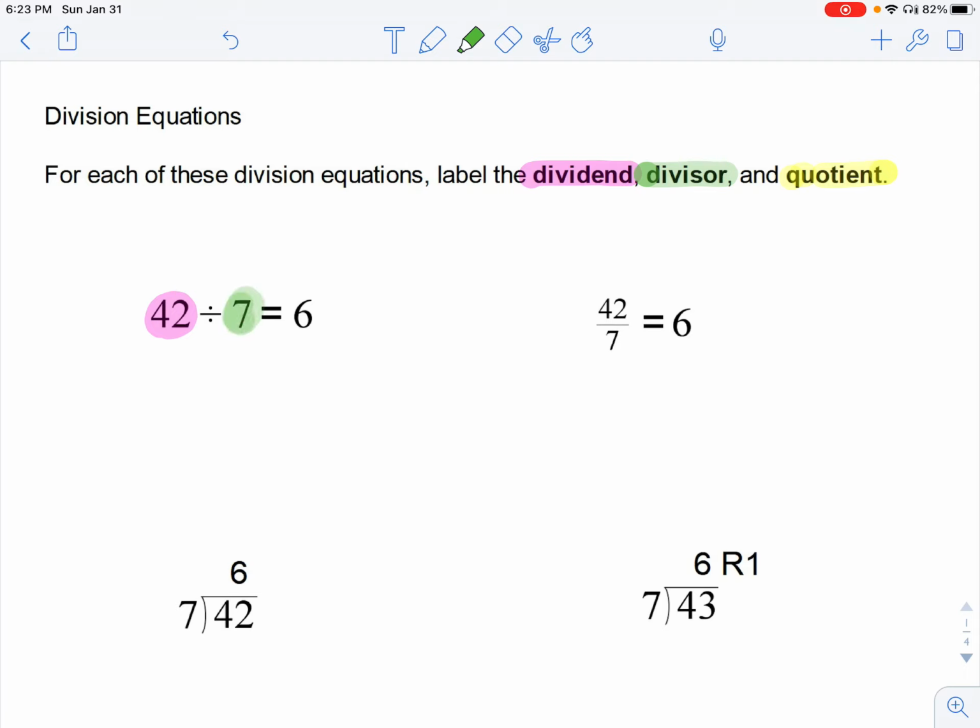And the quotient is the answer to a division problem. Just like you know what the answer to a multiplication problem is called? That's a product. Do you know what the answer to an addition is called? That's a sum. How about subtraction? That's a difference. But in division, we call it the quotient. Here, 6 would be our quotient.